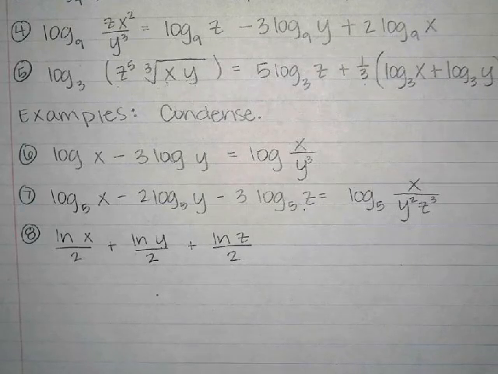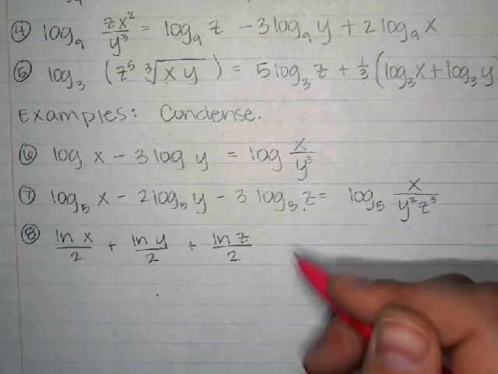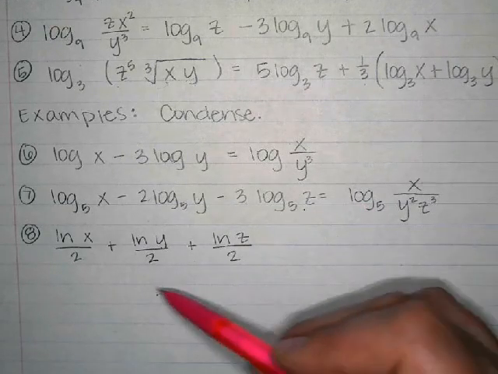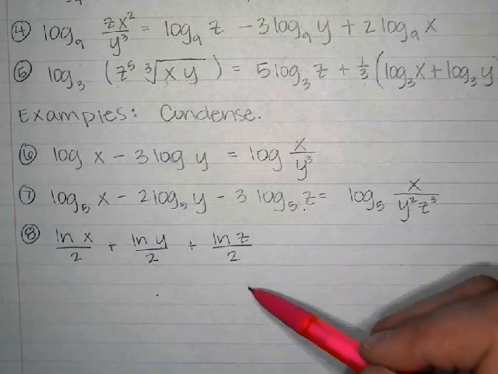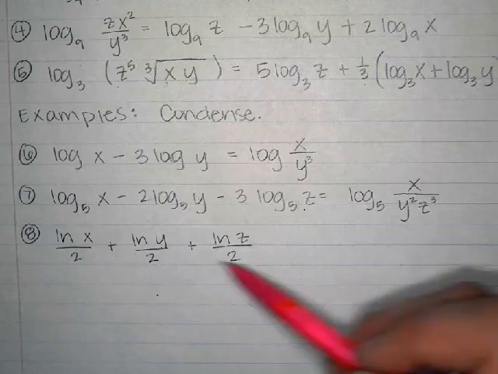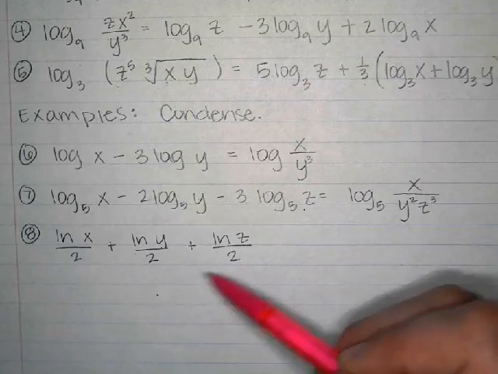Anybody have an idea of what we could do? Say it again. So if we add all the way across, what is that? Multiply. What are we multiplying? X, Y, and Z. What's the twos on the bottom? They're common denominators.